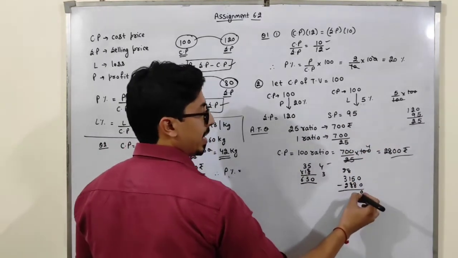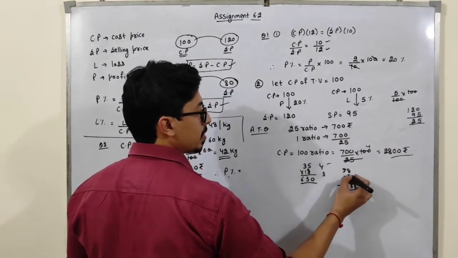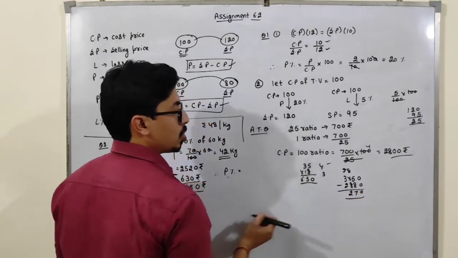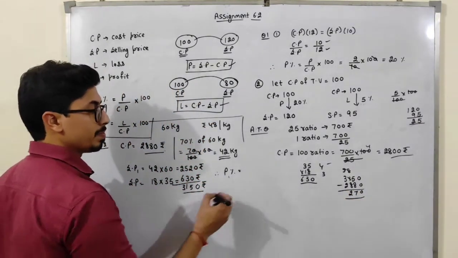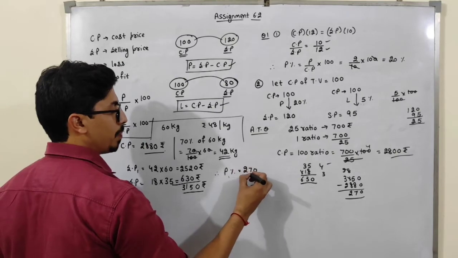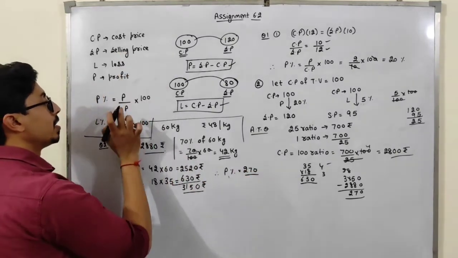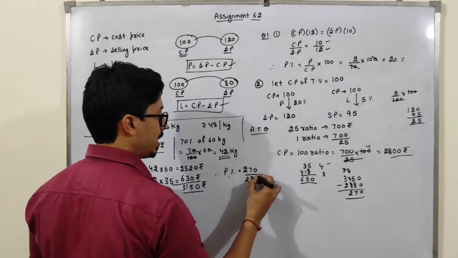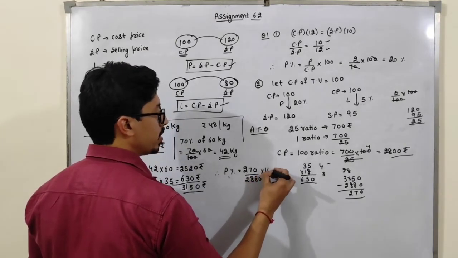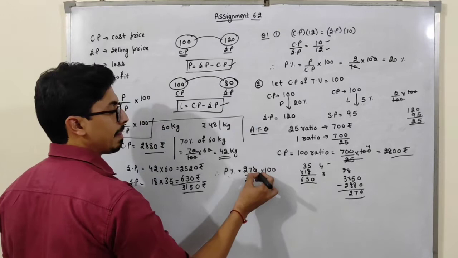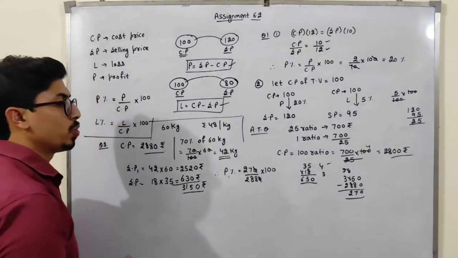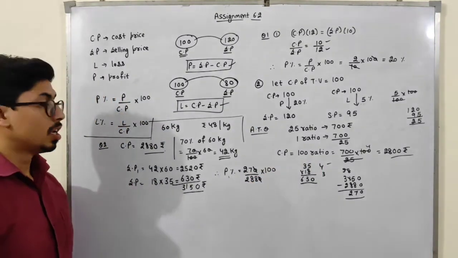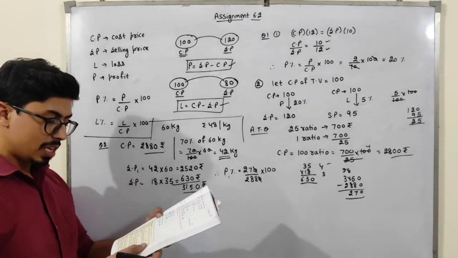8 7s are 15. So 270 is the profit. 270 is the profit on how much? On CP. CP is 2880 into 100. Just solve the ratio and you will get your answer. So this is our question number 2, students.